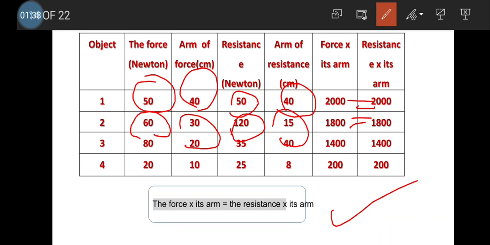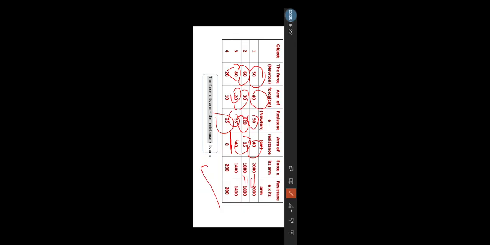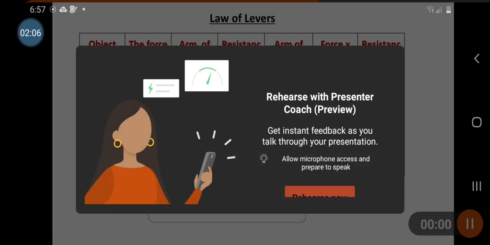This one is the force, and this is the resistance force. In this case, the arm of force is shorter than the arm of resistance, so it does not conserve effort. Why? Because the force of resistance is smaller than the force of effort. The second one also has the same, does not conserve any effort. So the law is the force times its arm, and the resistance times its arm.